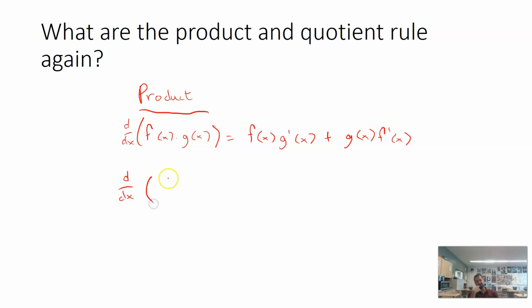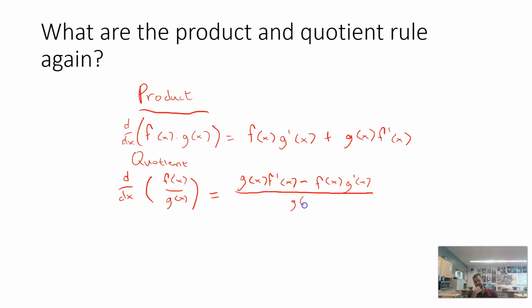For the quotient rule, we have f of x divided by g of x. We have a function in a fraction that's on the top and the bottom. This is our quotient rule here. And remember, the quotient rule says we take what's on the bottom, and we multiply that by the derivative of what's on the top, minus what's on the top times the derivative of what's on the bottom, and then we put all of that over the bottom squared.